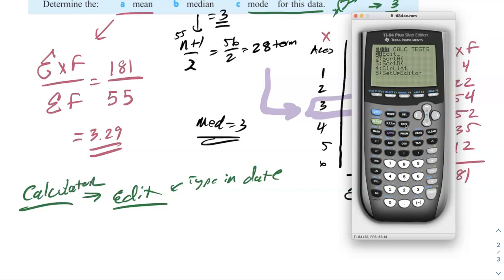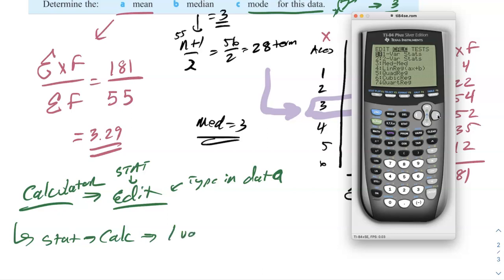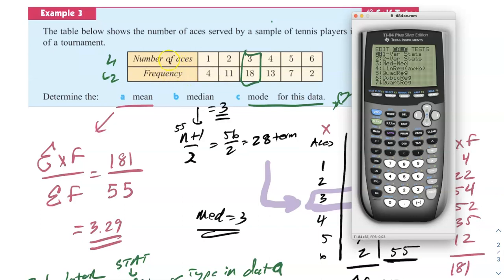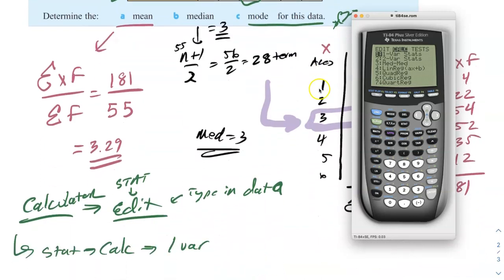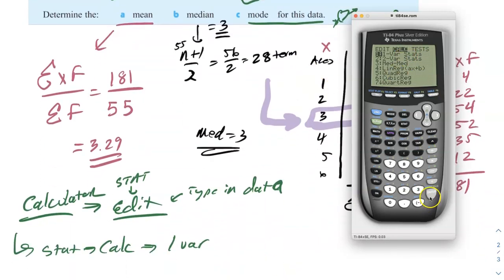Okay, so let's type in your data. And then you go to stat, and then edit. Then you go back to stat and you can go over to calculate. And we're still going to use one variable stats. We have frequency, but there's still only one variable here, which is number of bases. We don't ever use two variable stats in this class. And the one difference is right here, the frequency list.